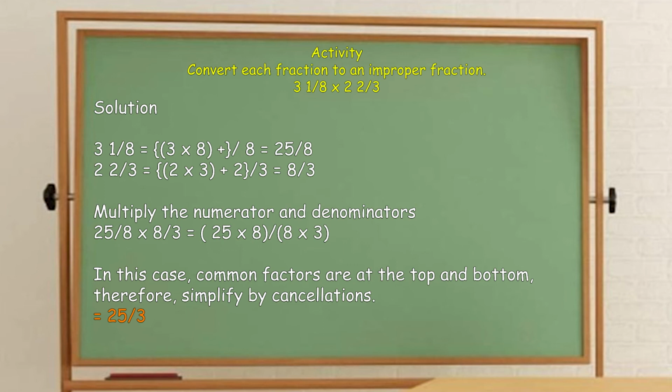Now we can convert that back into a mixed fraction. And to do that, we're going to divide 25 by 3. How many 3's are in 25? That would be 8. However, we will still have a remainder of 1. So 8 is our whole number. 1 becomes our new numerator, and then we write back 3 as our denominator. So our mixed fraction would be 8 and 1/3.